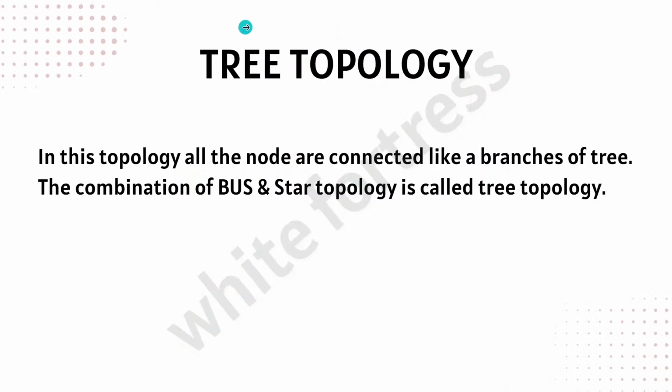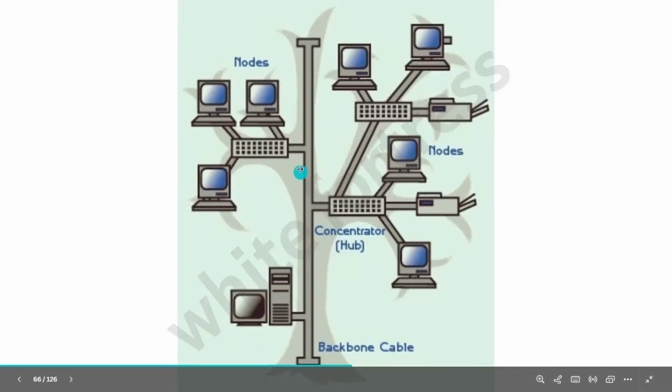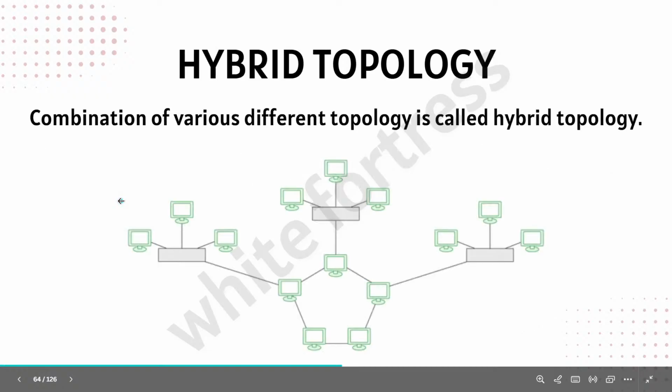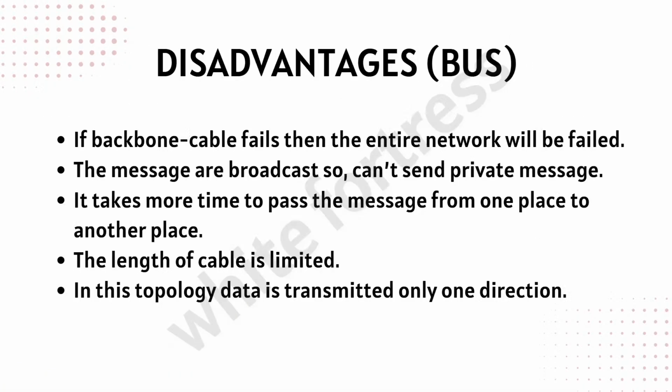So let's get started with tree topology. In this topology, all the nodes are connected like branches of a tree, and it is the combination of bus and star topology. Just like I told you, this is a backbone cable, and then ultimately some star topologies are connected to it. So I hope what topologies are is all clear to you guys.